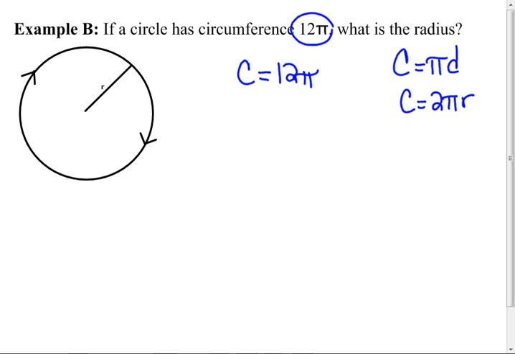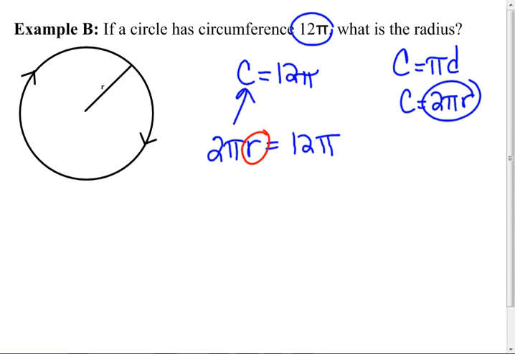Okay, Colin? So this is C. I'm going to put my 2 pi r in there for C. Just follow the rules. Math tells you what to do. So I have 2 pi times the radius equals 12 pi. And I want to solve for r. What am I going to do to both sides? Not minus. Divide by 2 pi. So r equals 6 pi over pi. What happens to the pi's? They cancel. It's just 6.